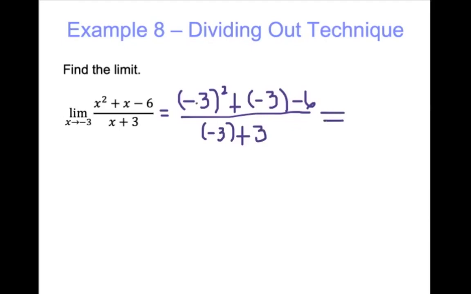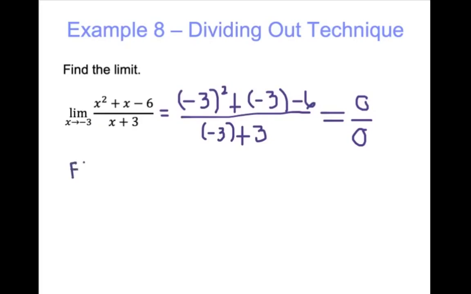When we simplify that, we're going to get on the top 9 minus 3, which is 6, minus 6 is 0. And on the bottom, we're going to get -3 plus 3, which is 0. And we've learned that since this is a rational function, in order to use direct substitution, -3 must be in the domain of our function, but it's not. So we're going to have to figure out some other way to find the limit.